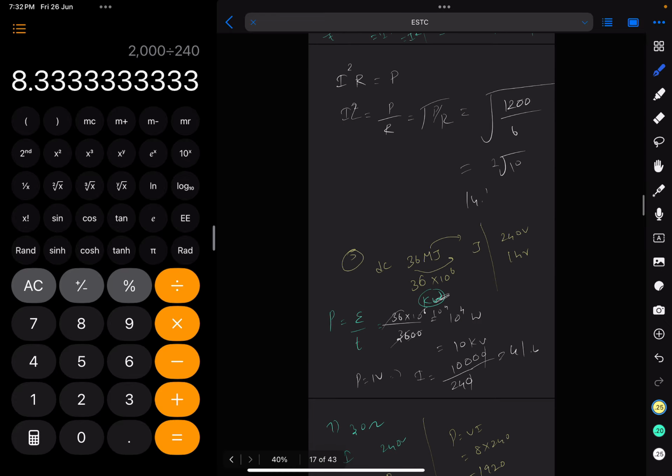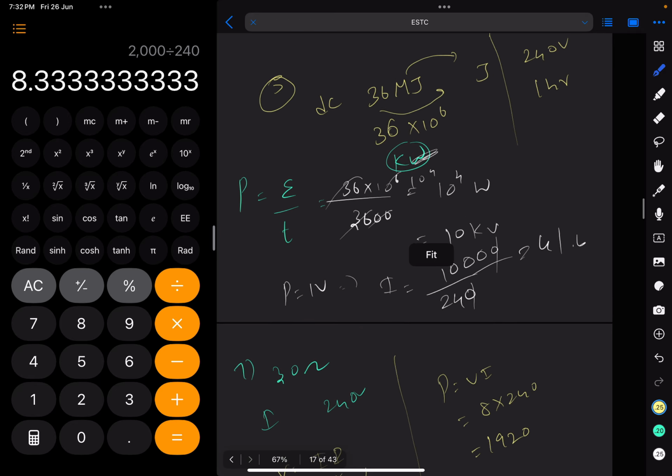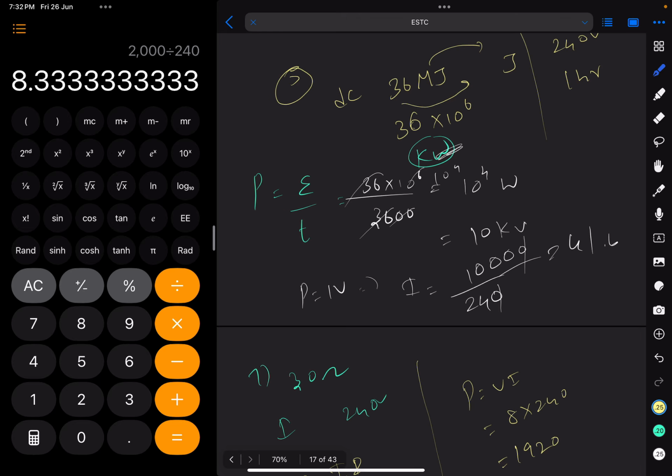6th question, 41.6, yeah. 36 and 10 power 6 by 3600. 40, 41. Oh, big difference.